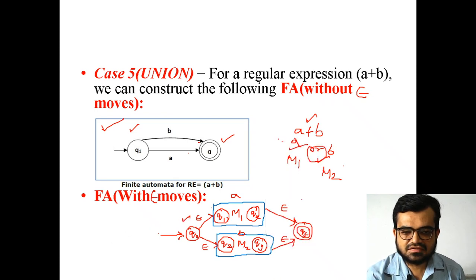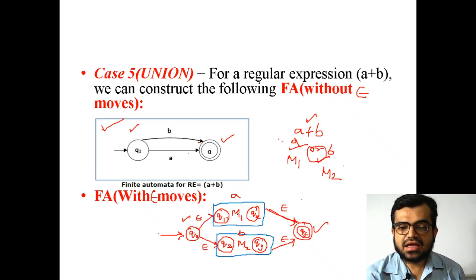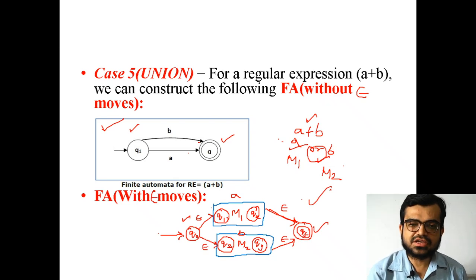So from this state I should go to A or else I should go to B. So I am going in any of these directions. Then again, every state should be terminated with the final state. So if it is taking A, it should reach the final state. If it is taking B also, it should reach the final state. In this way I am taking a finite automata with epsilon moves. This is with epsilon moves for the union operation.